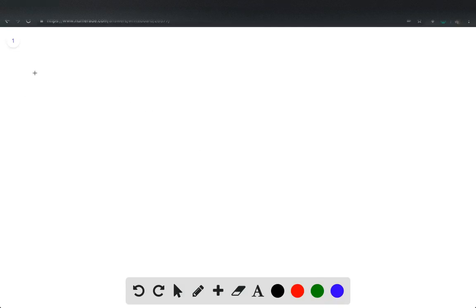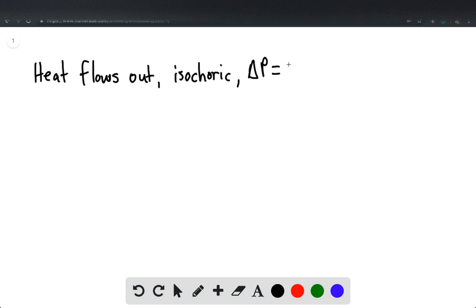So here we have two processes. Heat flows out. This is an isochoric process, so a constant volume. We have a change in pressure of 2.2 minus 1.4. This is going to be 0.8 atmospheres. So this will be considered process A.